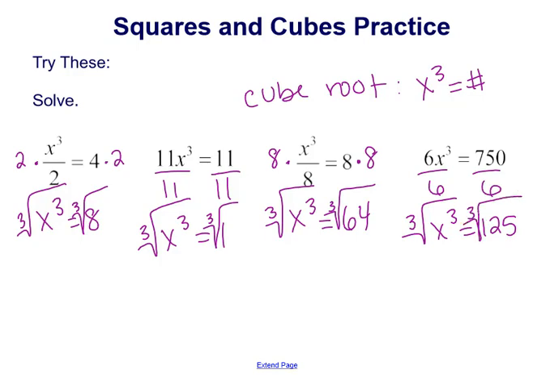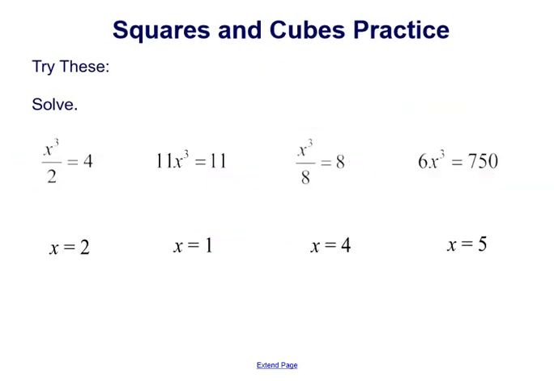Again, we had to undo that first operation or whatever was with x cubed. We had to do that inverse operation first, and then we took the cube root to get our answer. The cube root of 8 gives us that x equals 2. The cube root of 1 gives us that x equals 1. The cube root of 64 gives us that x equals 4. And the cube root of 125 gives us that x equals 5.